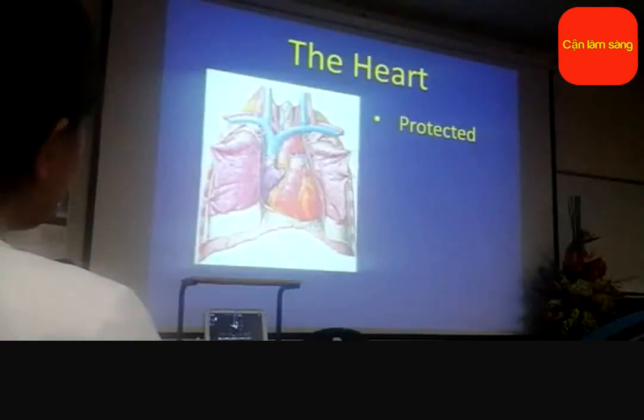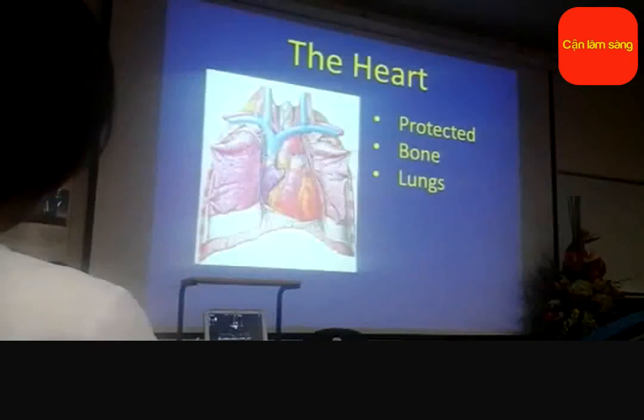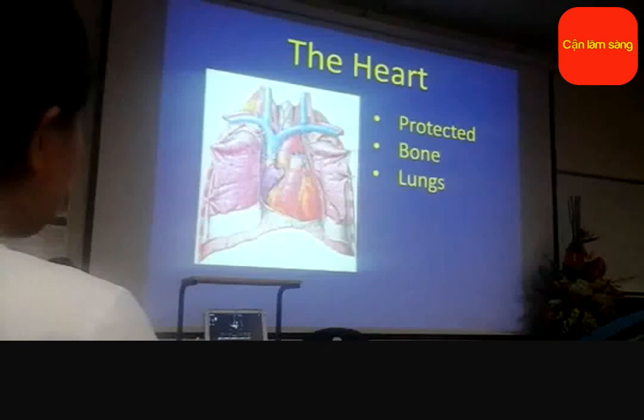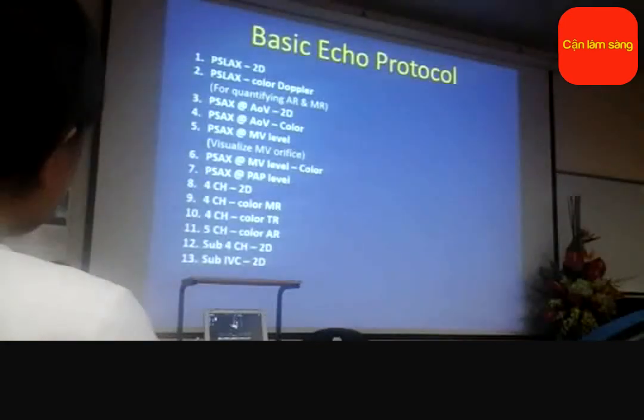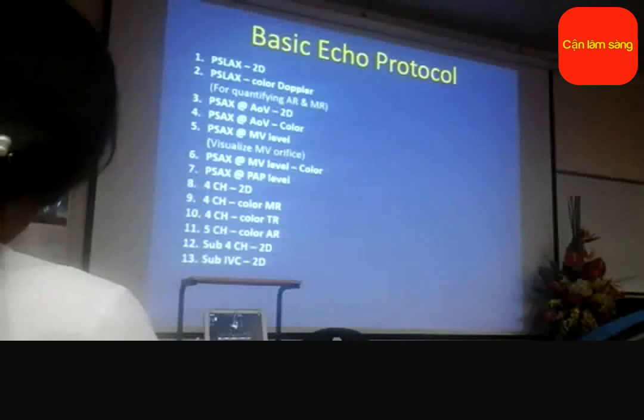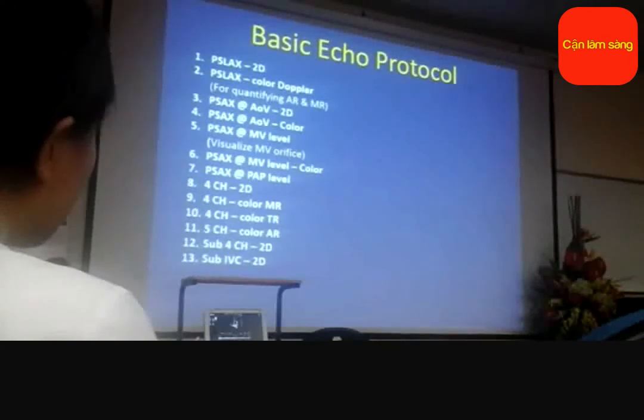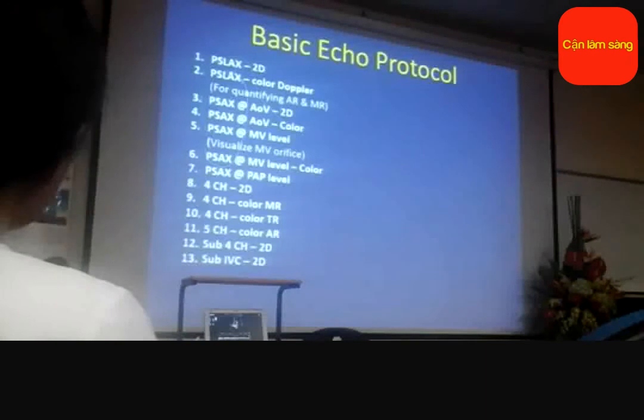So you know that the heart is difficult to image with ultrasound because it is very protected. There are the ribs, the lungs surrounding it, so it makes it difficult to see with ultrasound. So the basic echo protocol is using the handhelds. We are just doing two-dimensional imaging and color flow Doppler. We spend most of our time in the parasternal window looking at the parasternal long and short axis views.